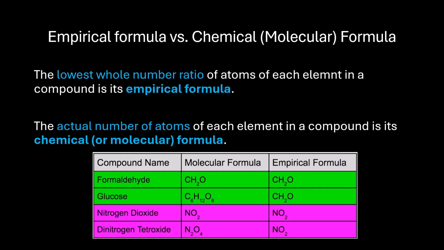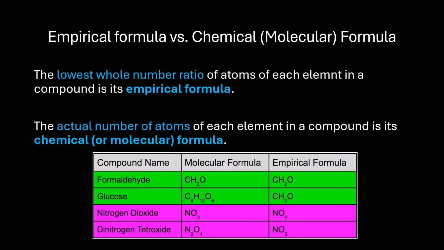So now let's go ahead and see what that means. If we compare formaldehyde and glucose, those are in the green in the table on the bottom, formaldehyde has a molecular formula of CH2O. That's the exact number of atoms that are in a molecule of formaldehyde. Well, if you notice, you can't reduce any of those numbers because there's only one carbon atom and one oxygen atom. You cannot go lower than 1.